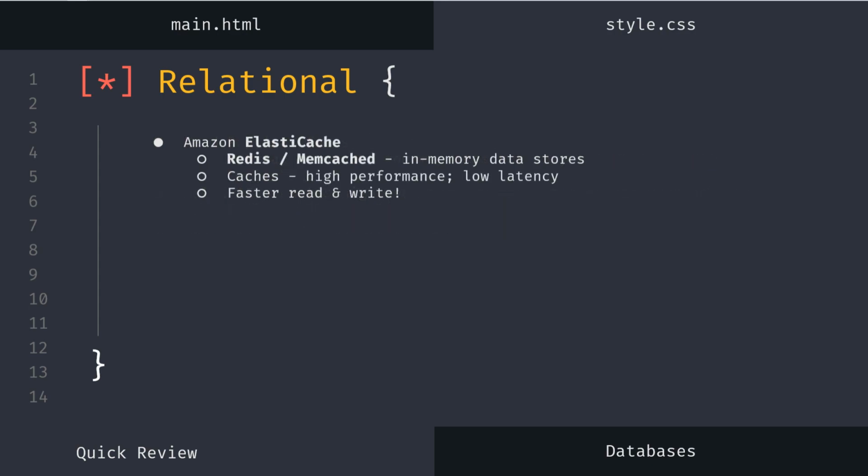Now, you have Amazon ElastiCache. I like to think of the similarities with EC2, where you have drives on your EC2. ElastiCache is kind of in the same ballpark. So you have Redis and Memcached. Basically, they're in-memory data stores, or we'll just call them caches, that allow you to have higher performance, lower latency, or faster reads and writes. If I'm going to be reading that database, I want a place to temporarily store the data instead of reading directly from that read replica or that database.